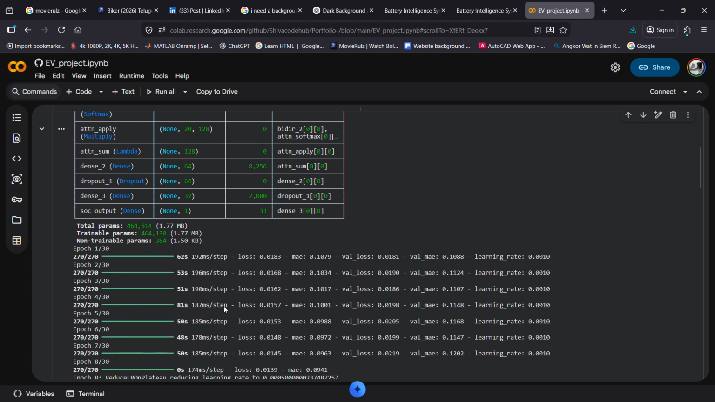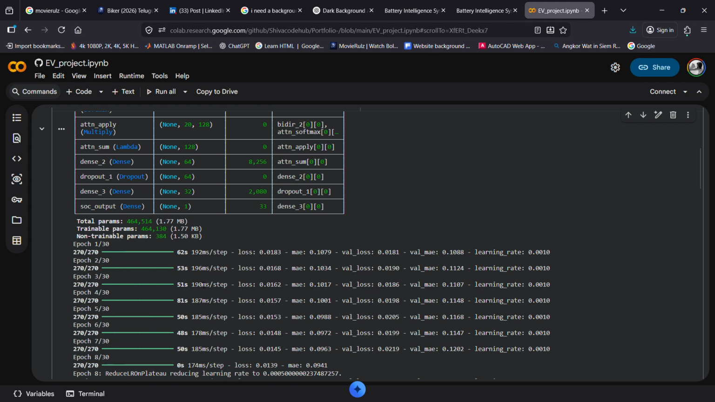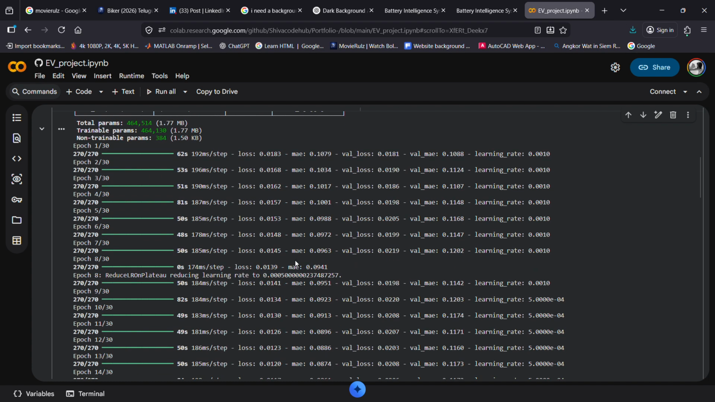And coming to the training process, I trained the model for 30 epochs using the Adam optimizer. Initially, the loss was around 0.018 and gradually decreased during training. I used ReduceLROnPlateau to automatically decrease the learning rate when validation loss stopped improving. This helps the model converge more efficiently.